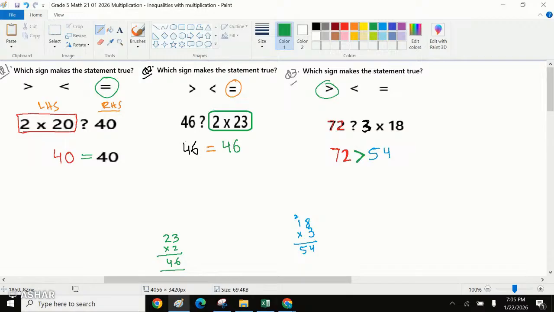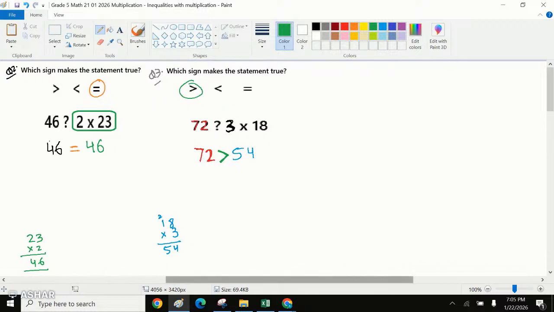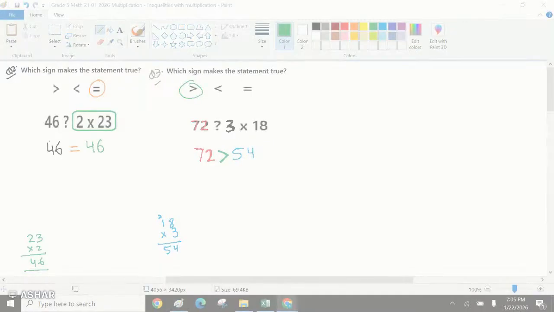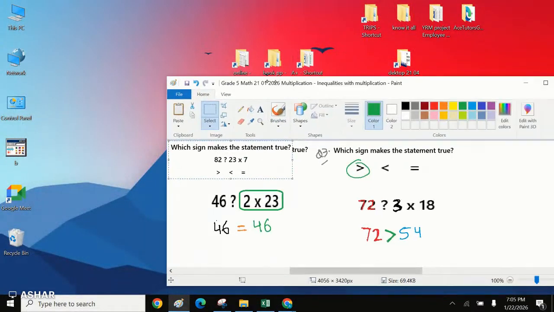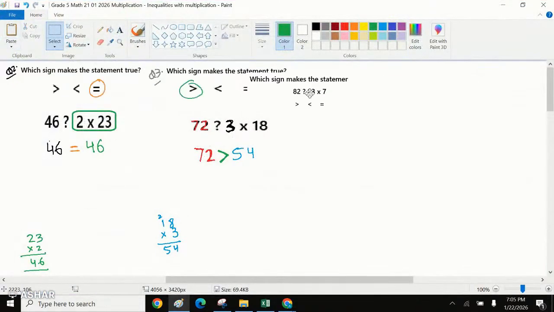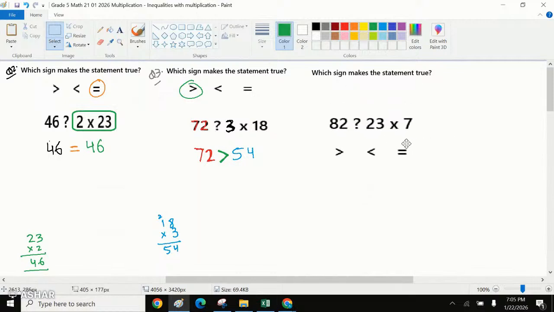For the next question, let's see what values are given to us. Equal will be very easy, right? That's why I changed the question. So the next question says, which sign makes the statement true? The given values in the question are these, this is the given statement, and these are the possible signs. Okay. So question number 4.